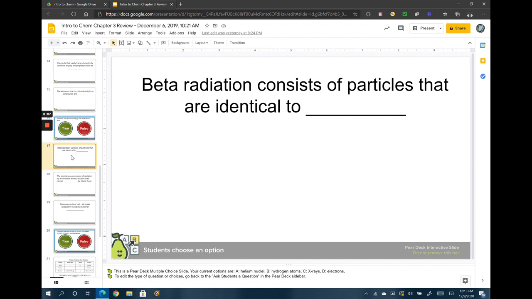Beta radiation consists of particles that are identical to helium nuclei, hydrogen atoms, X-rays, or electrons. If you remember from a discussion a couple days ago, beta radiation gives off that particle that is much like an electron. So the correct answer is D, electron.